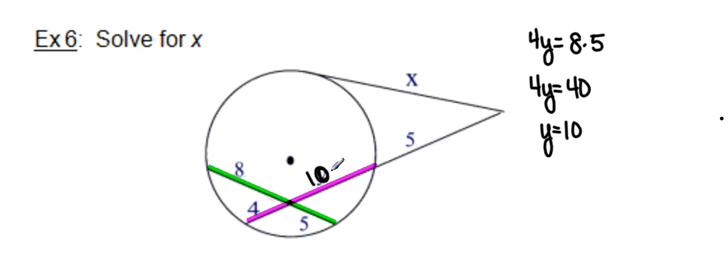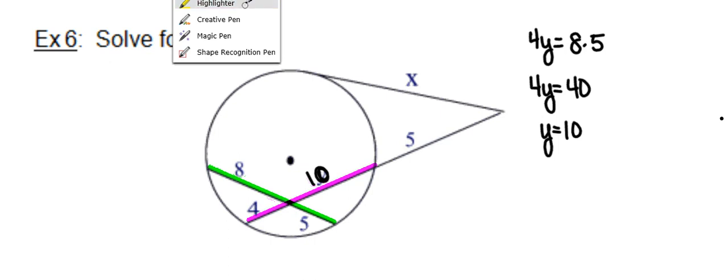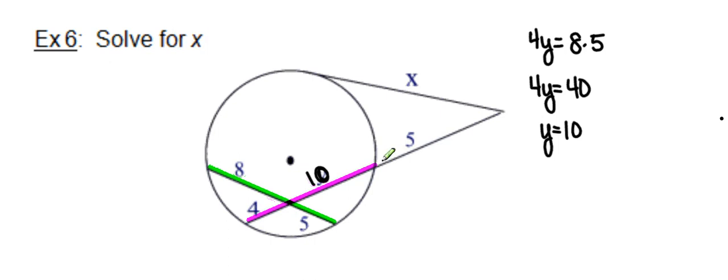And some of you might be saying, well, good for you, Mrs. McCann, but who really cares? We didn't want to find y. They asked us to find x. To which I would have to say, I absolutely agree, but in order to find the value of x, you're going to need to know what y is, because I'm going to use that purple secant, and now that I figured out what y is, I know the length of that purple secant and that green tangent.